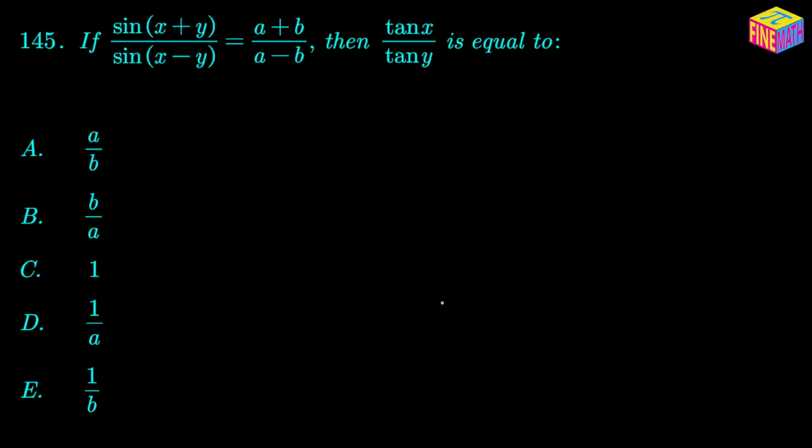We know that sine of x plus y is equal to sine of x times cosine of y plus cosine of x times sine of y, and similarly sine of x minus y is equal to sine of x cosine of y minus cosine of x sine of y.